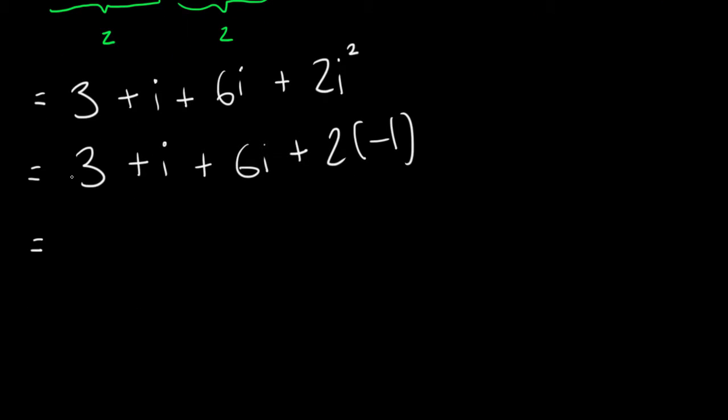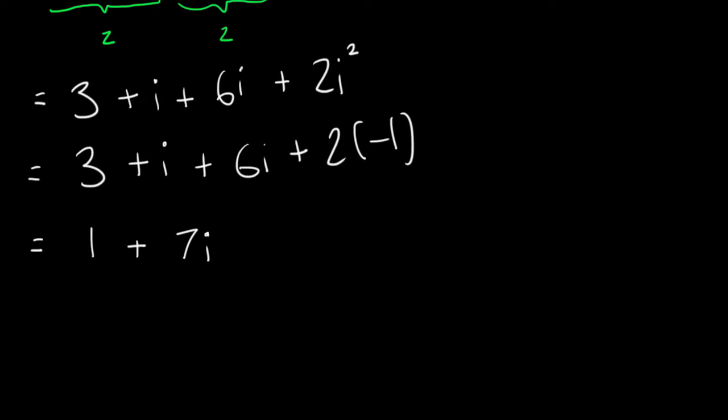Then we add up the like terms. We'll have -2 plus 3, so that's going to be 1. And we have i plus 6i, which is 7i. That's essentially the answer here, and that's how we multiply complex numbers. It's nothing special. The only thing is that when you multiply them, you wind up with an i squared, because you have to multiply an i term by an i term, and in that case, you write it out like this.